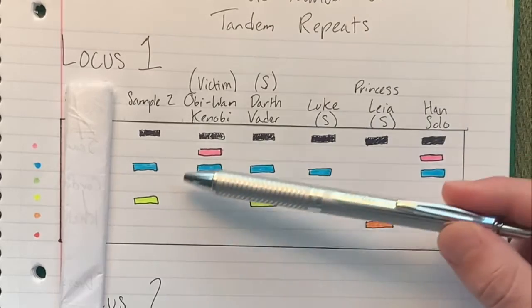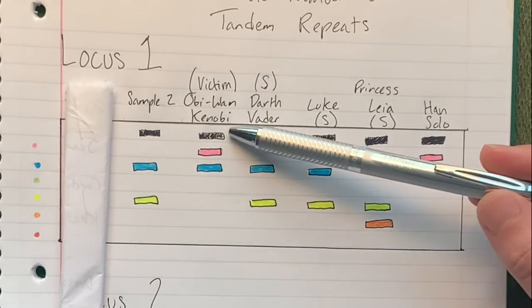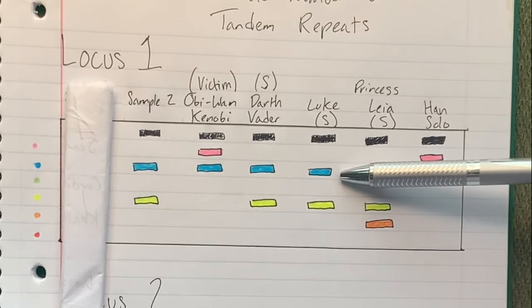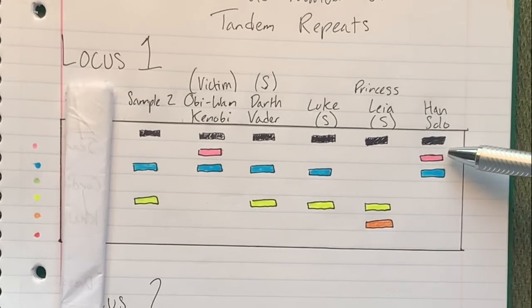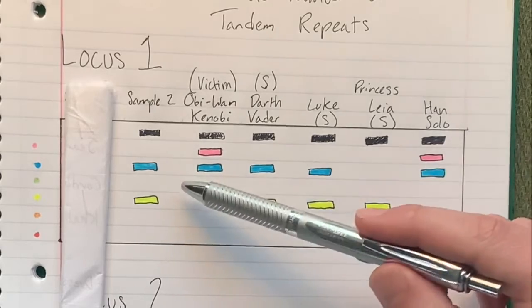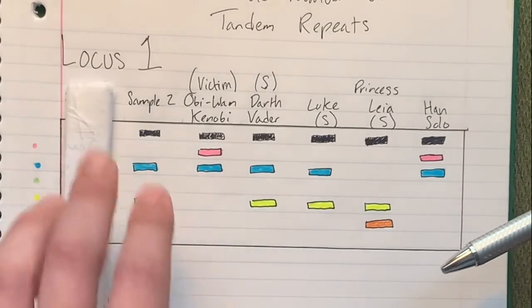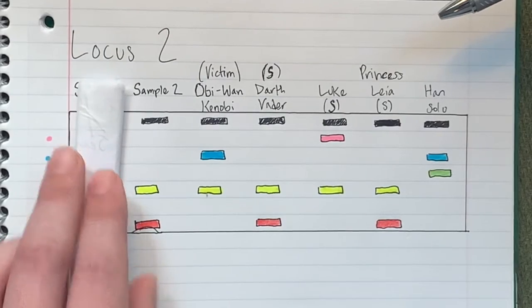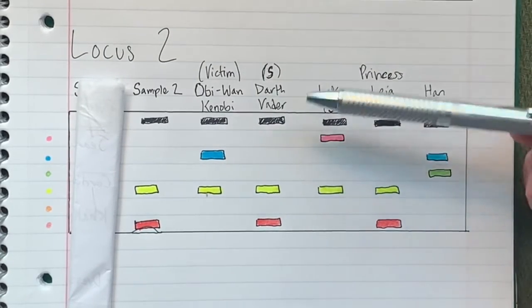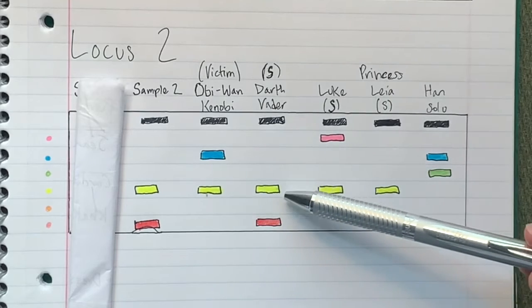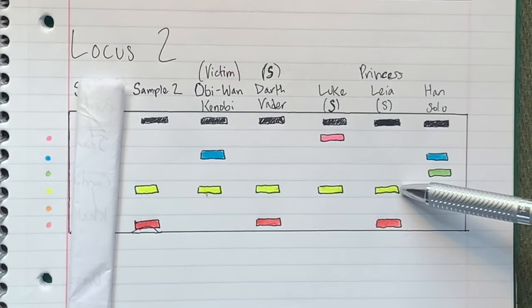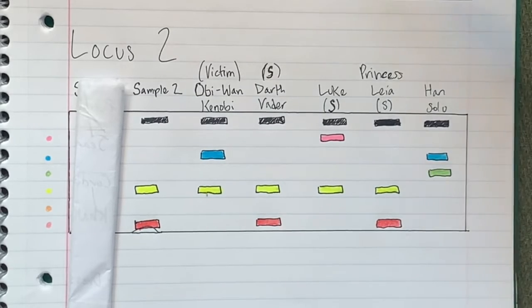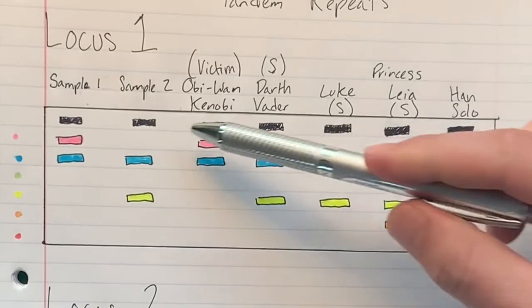Looking at sample 2 at locus 1, we can see that Obi-Wan Kenobi is not a match and can be ruled out. Darth Vader and Luke, however, are perfect matches for both alleles for sample 2 at locus 1, and therefore cannot be ruled out. Princess Leia and Han Solo each share different alleles than sample 2 and can be ruled out at locus 1. Now moving to locus 2, we will compare sample 2 to Darth Vader and Luke Skywalker. And we can see that for sample 2, Darth is actually a perfect match, however Luke is not. And even though Leia is also a perfect match at locus 2 for sample 2, she was not for locus 1, and therefore she can be ruled out.